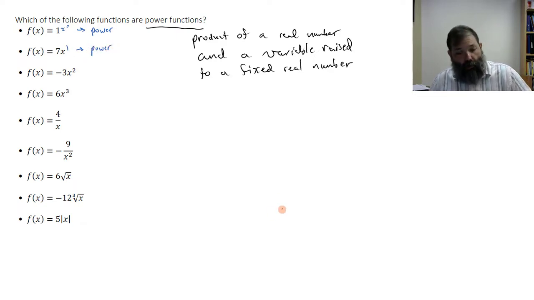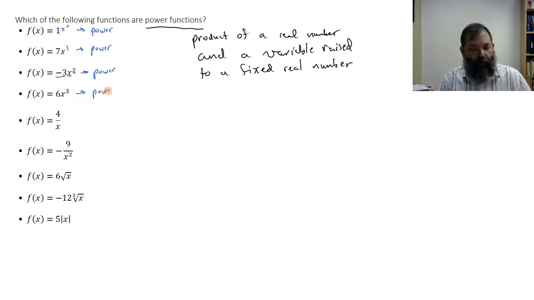The next example, the function negative 3x squared, is more straightforward. We have a real number, negative 3, and a variable raised to a fixed power. The variable is x raised to a fixed power 2. This is a power function. Similarly, 6x cubed is also a power function.